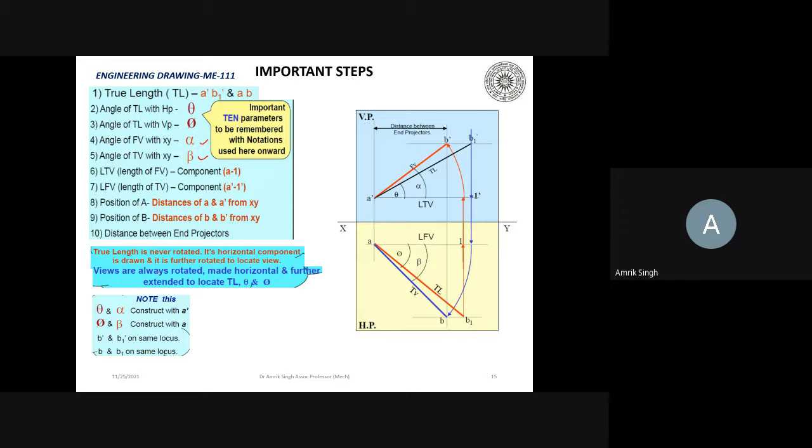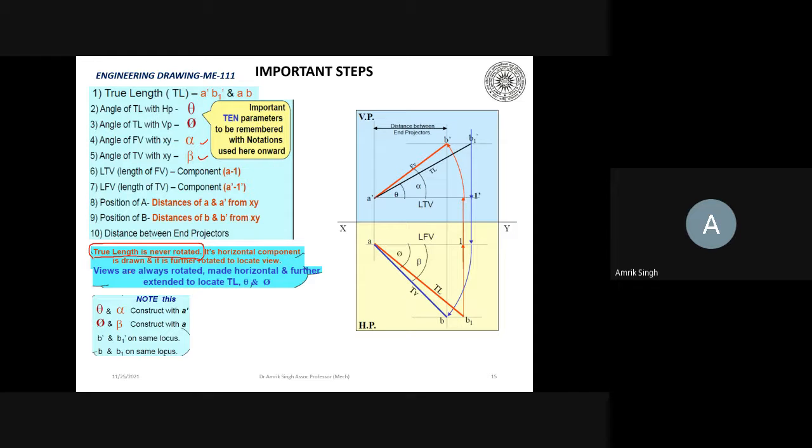The true length is never rotated. So this is important. The true length is never rotated. ठीक है? यहाँ देखिए true length नहीं rotate करी इसने. But this front view is rotated. Front view, top view is rotated. So it is an important point. True length is never to be rotated.